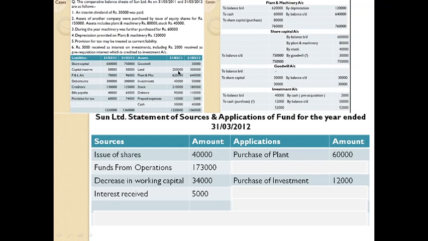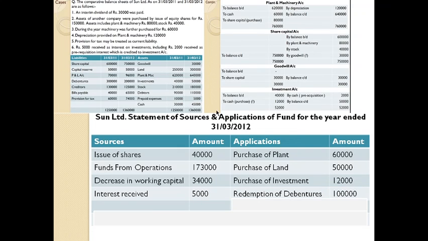Next one, land. There is no account, so you have to consider the difference. In the beginning it was 2,50,000, in the end it was 3 lakhs. So there is a difference of rupees 50,000. An increase means there is a purchase of land.